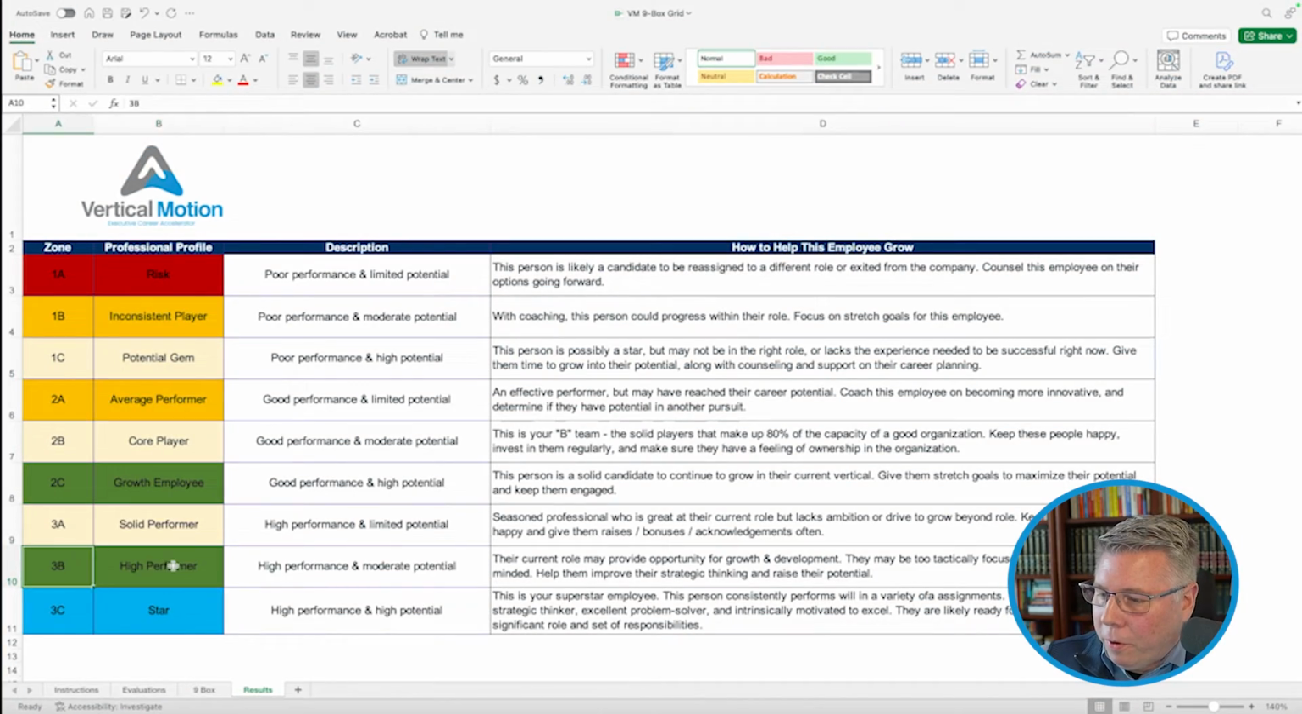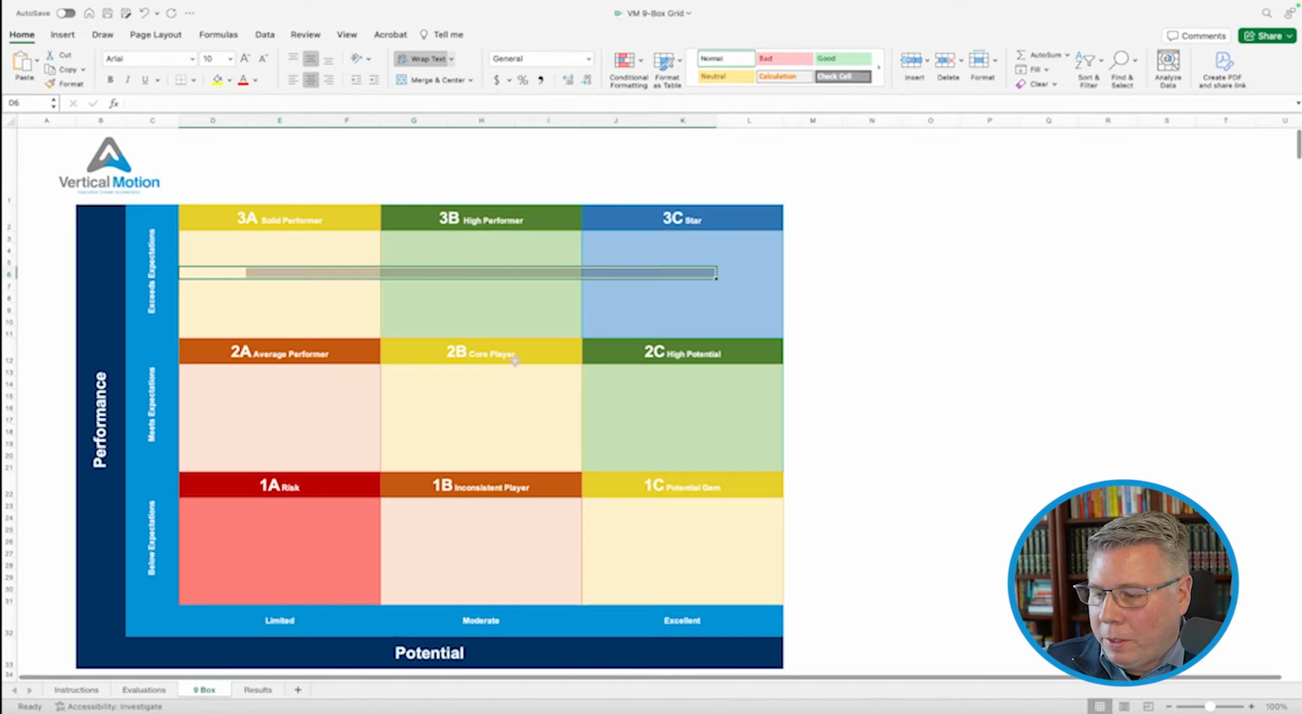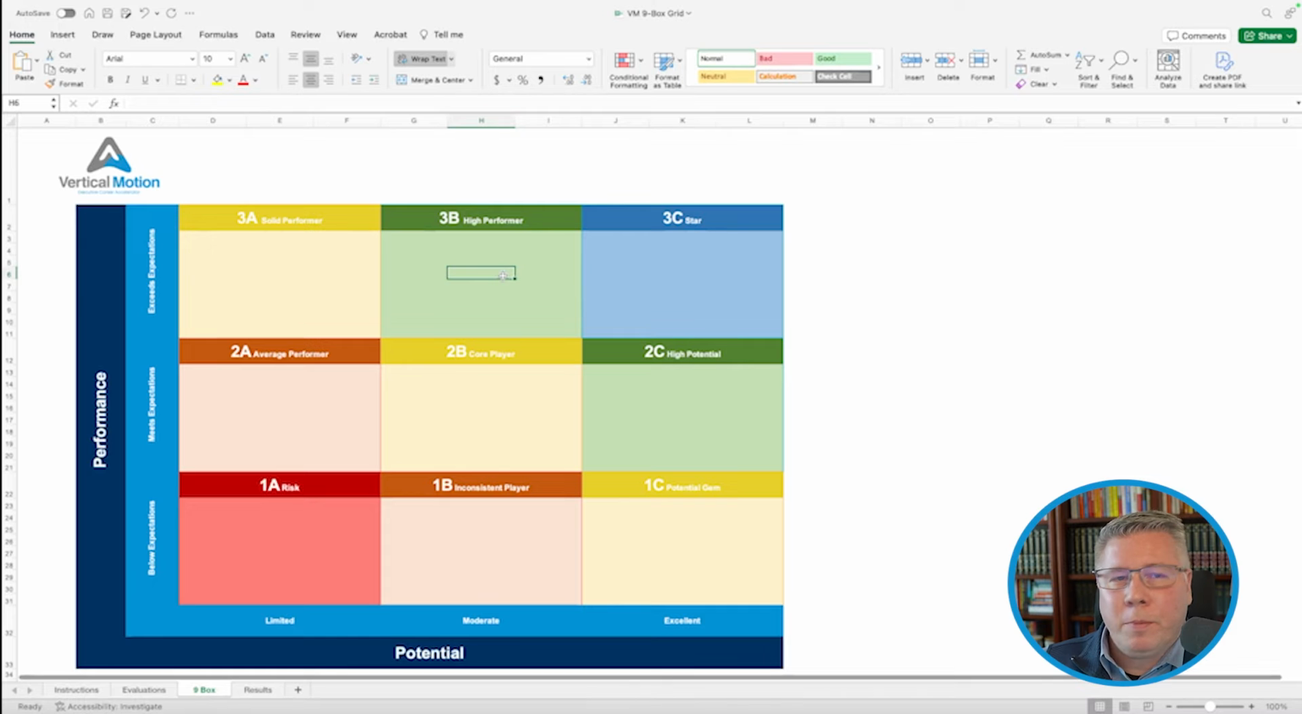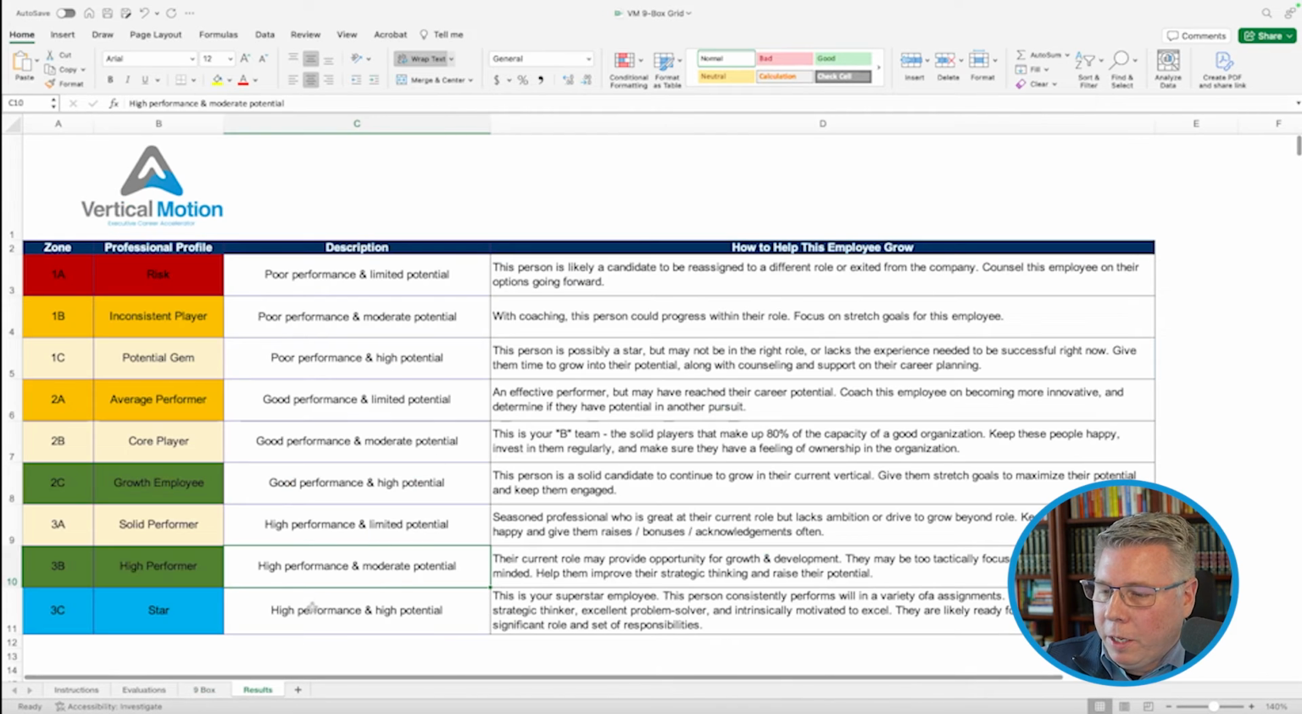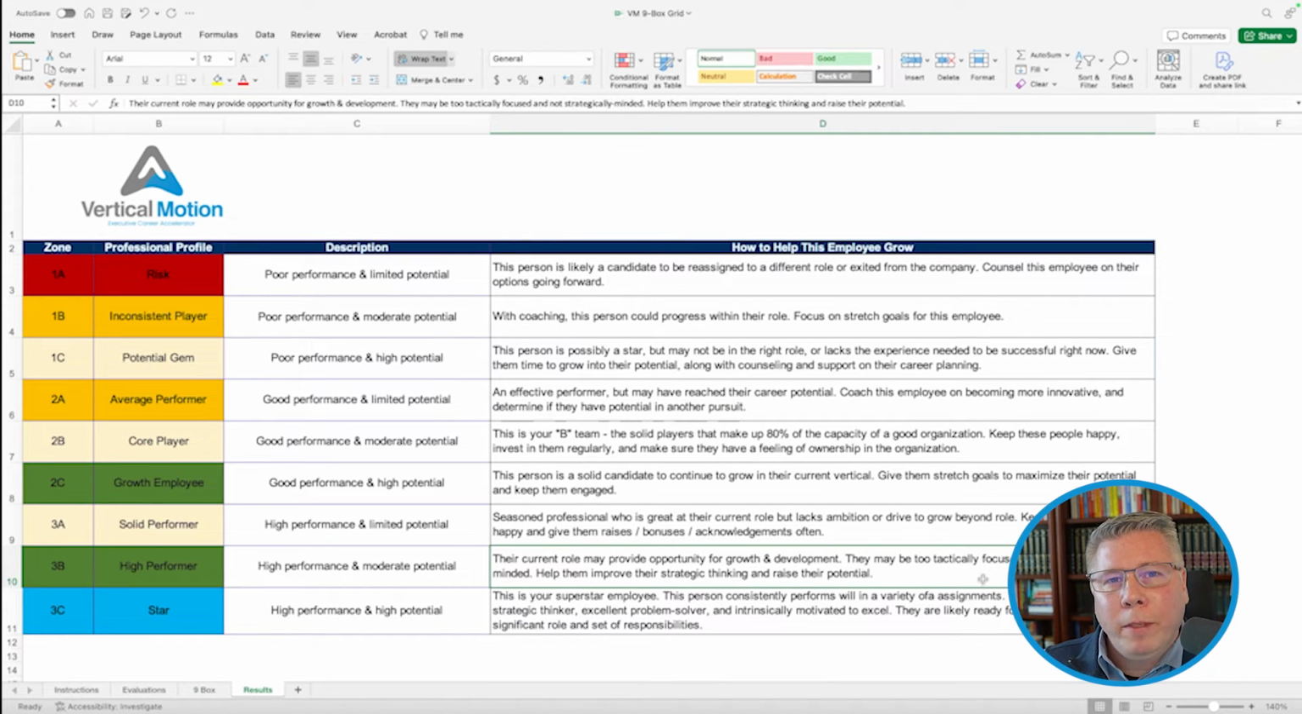The next level over is the high performer. This is someone with high performance and moderate potential, showing up in this box here, right? So these people, their current role probably will give them opportunity for growth and development. They might be a little too tactically focused, and so sometimes you want to get them to think more strategically. They're performing at a very high level, but their potential isn't quite what it could be.